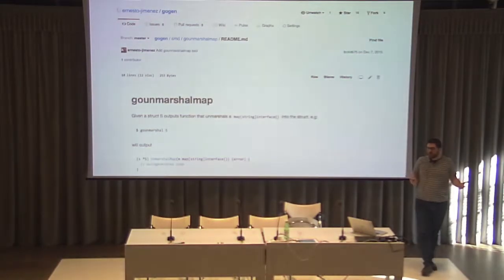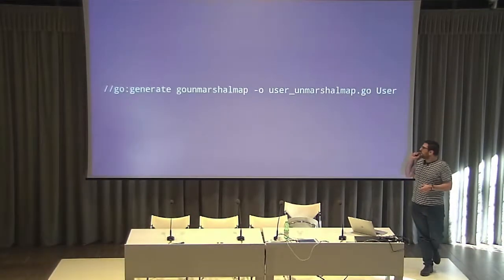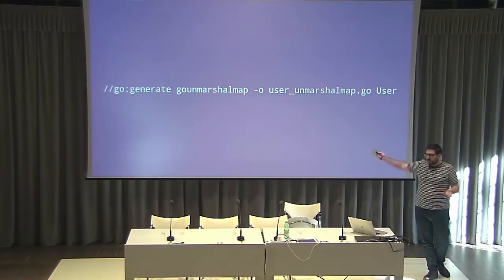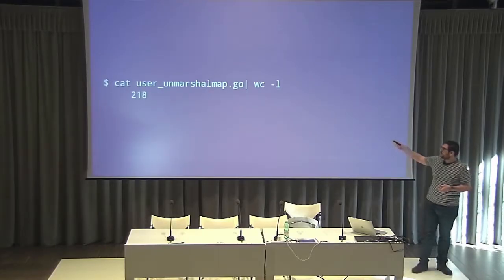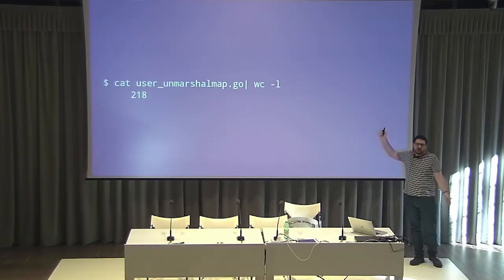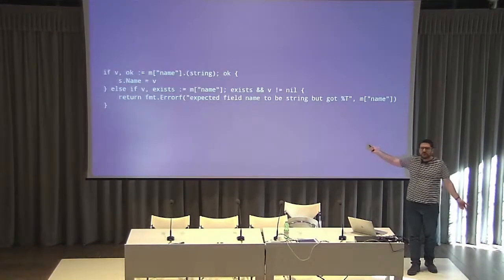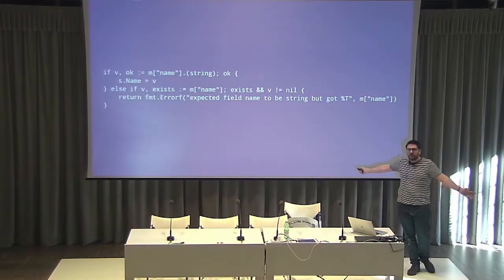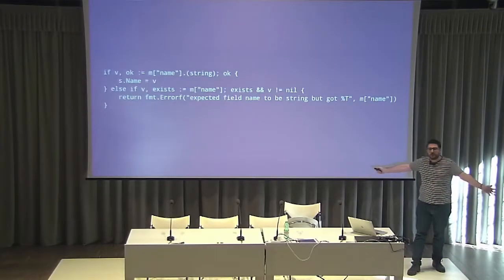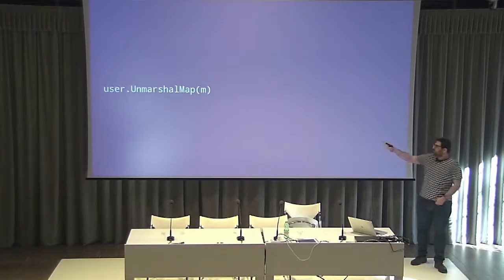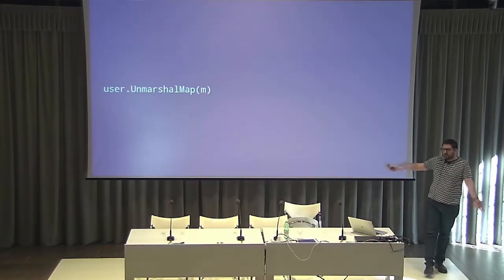So I did a very quick project called Go and Marshall map, where you say, hey, go and Marshall map the user, get the code in this file, and when you run Go generate, you're going to get that file. This, for example, has 218 lines of code that is this kind of code constantly. It's completely boring code that you don't want to be writing or reading. So once you have that, you can call user.Marshall map, and you give it a map.